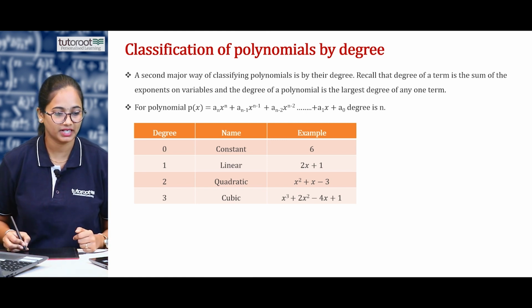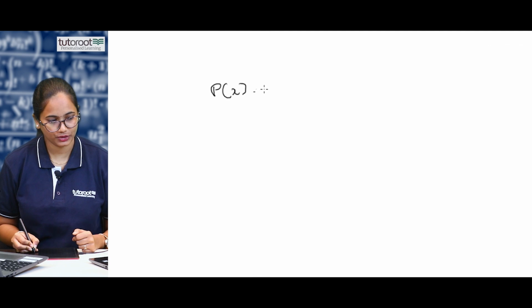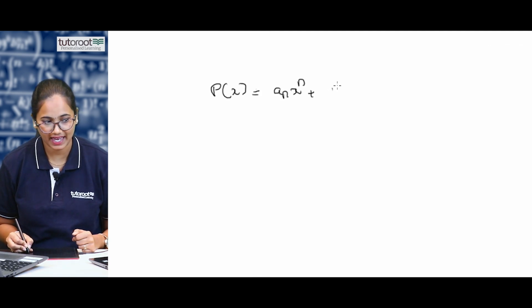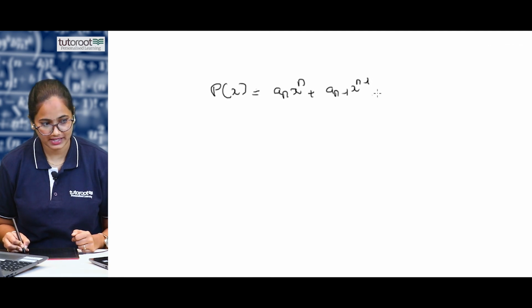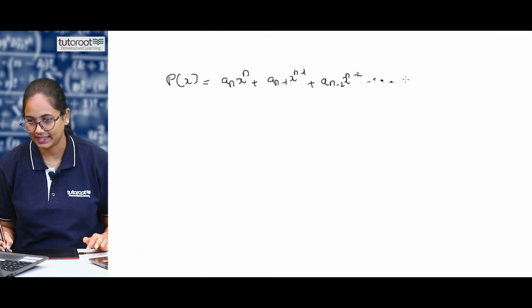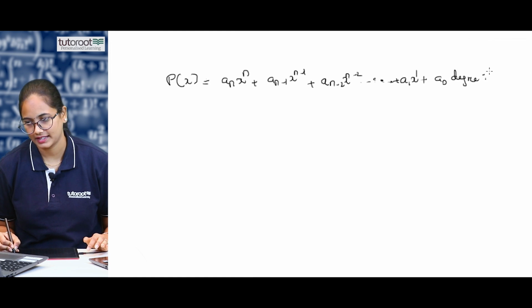So, for a polynomial, we can write P of x equal to a_n x power n plus a_(n minus 1) x power n minus 1 plus a_(n minus 2) x power n minus 2 and so on, plus a_1 x^1 plus a_0. The degree is n.